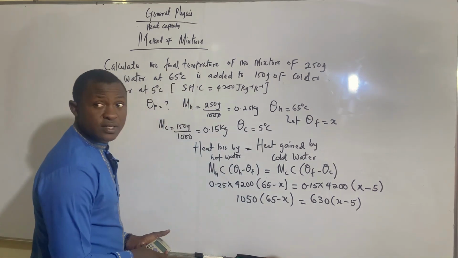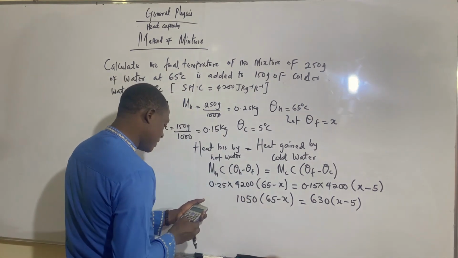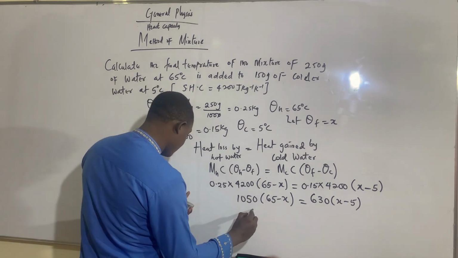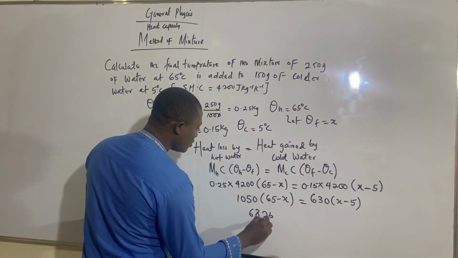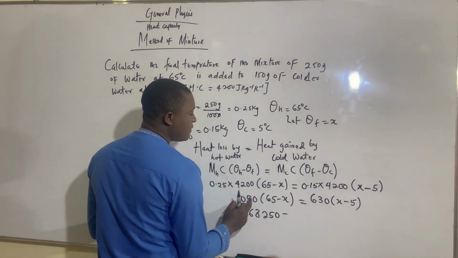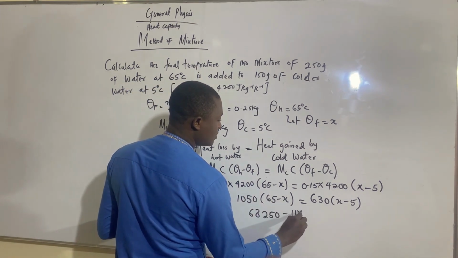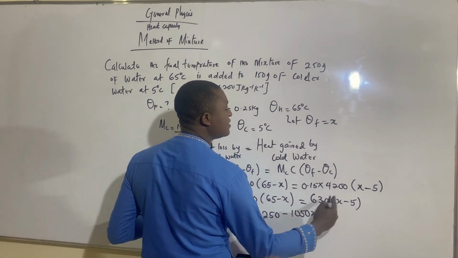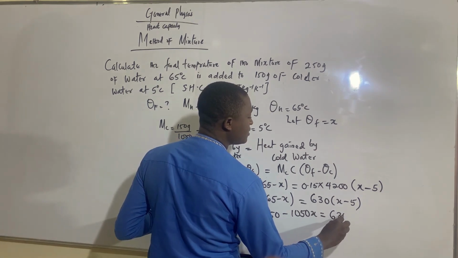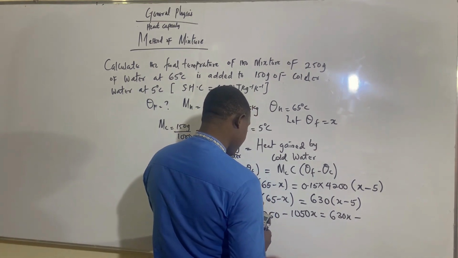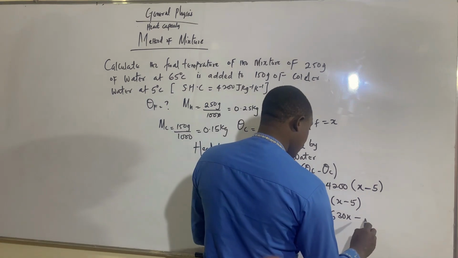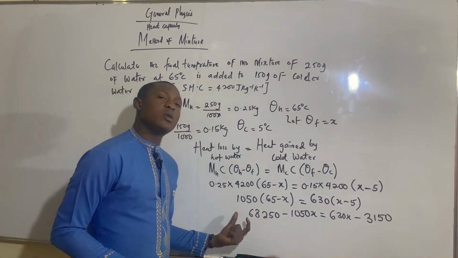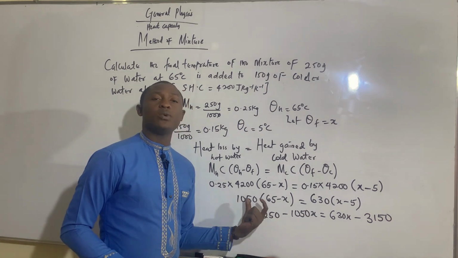So if I do that, 1050 multiplied by 65, that one gives us 68250. Then 1050 times X, and we have 1050X is equal to, now for the right hand side, 630 times X, we are going to have 630X, then 630 multiplied by 5, we are going to have 3150. So you see, we open the bracket for the one we have at the right hand side, at the same time the one we have at the left hand side.